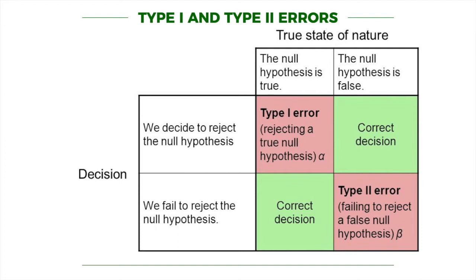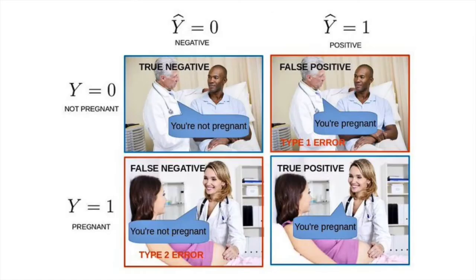Let's say, for example, this illustration about being pregnant and not pregnant. We have here different values on the sides: y is equal to 0 and y is equal to 1 for the different rows. And we also have y hat is equal to 0, which means negative, and y hat is equal to 1, which means it's positive. So y is the actual value and y hat may be the diagnosis in terms of this example. In statistics, y hat is the predicted value of y.